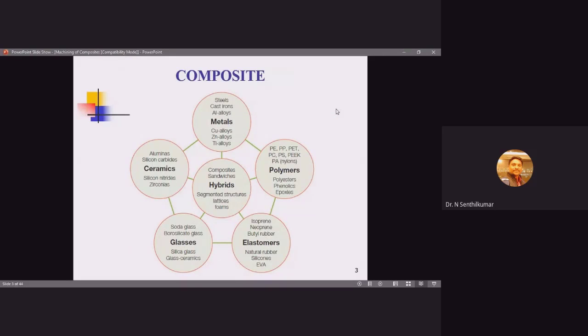Now coming on to the composites. Composites are generally of two types: mono composites and hybrid composites. What is the difference between mono composites and hybrid composites? If I have only one reinforcement, then we call it a mono composite. If I have two reinforcements, a primary reinforcement and a secondary reinforcement, then we call it a hybrid composite. Nowadays we can also have ternary reinforcements, that is, the addition of a third component. We call it ternary. So what is the main purpose of adding secondary reinforcements?